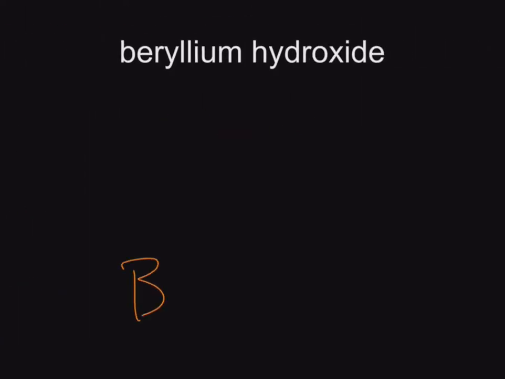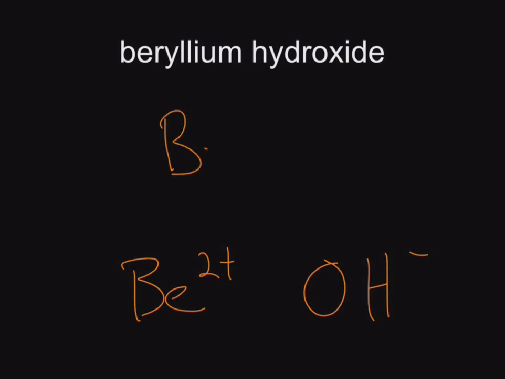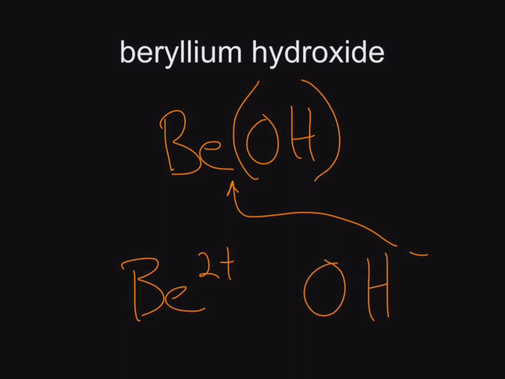Beryllium hydroxide. Beryllium is a +2. Hydroxide is a polyatomic ion made of oxygen and hydrogen. It has a charge of -1. So now the charges don't match. When I switch the numbers, the 1 from hydroxide goes to beryllium. Now I cannot change the formula of hydroxide. I can't just put O2H2. That's not the same thing.